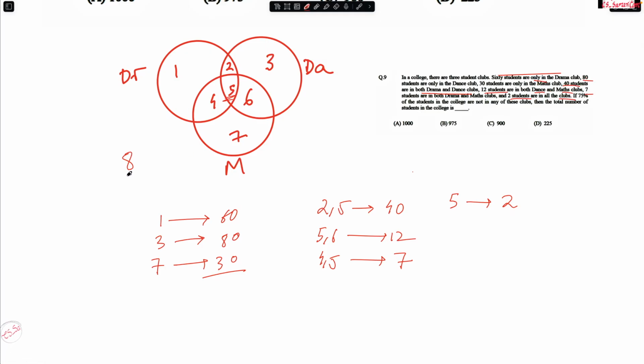We are not given the information regarding what is outside of the clubs, the students that are not present in any of the clubs, till now at least. After that, they're telling us that 75% of the students in the college are not in any of these clubs.